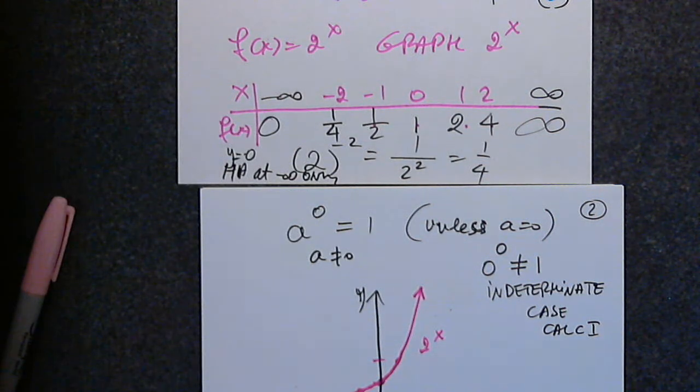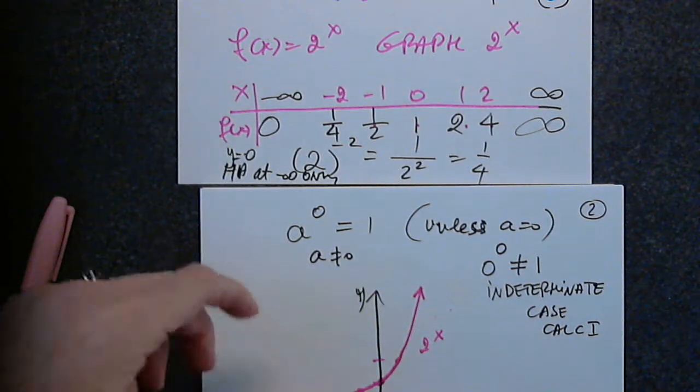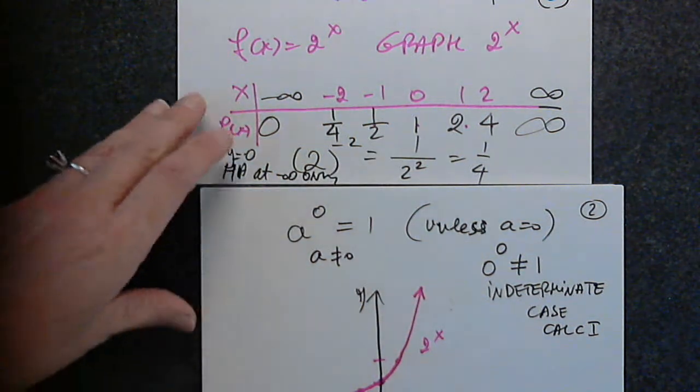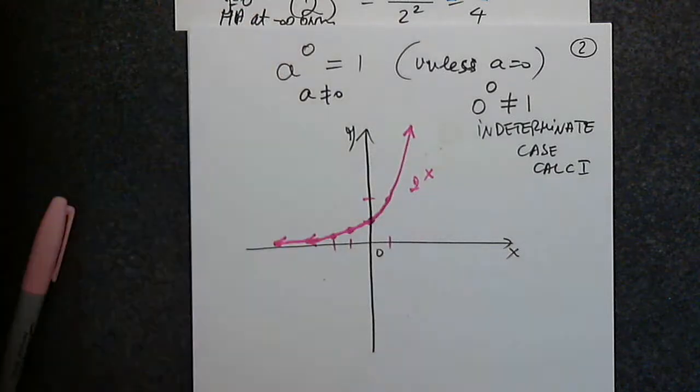Of course, I don't want you to think that it stops here. Of course, it goes on forever and approaches 0. Getting closer and closer. I did not draw the horizontal asymptote because it's the x-axis. Otherwise, I would have presented a horizontal asymptote.